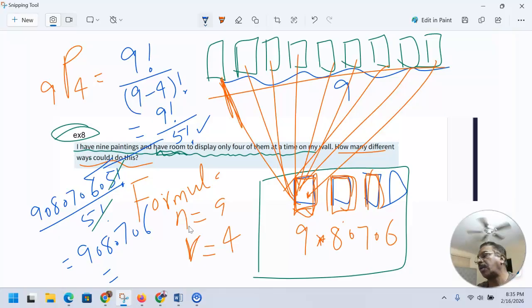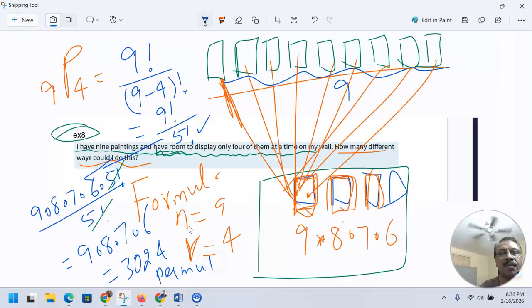And if you do this calculation, now we can use the calculator also, but I wanted to save time. This becomes 3024 permutations. These are the total number of permutations, which means the order matters, which one is first or second and the third and the.